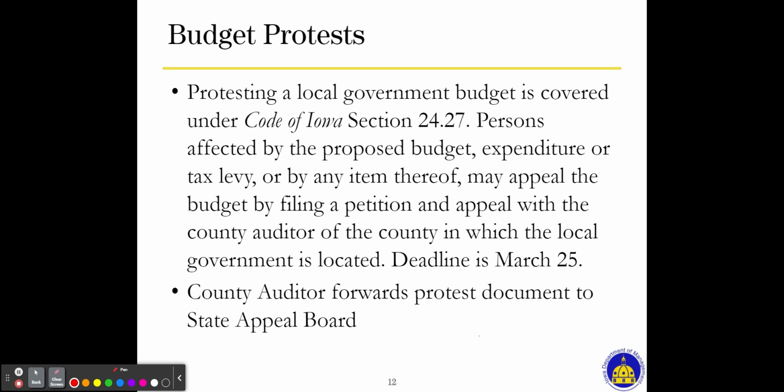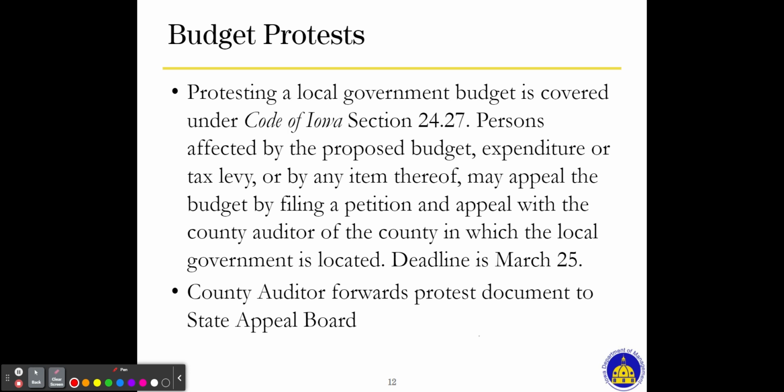It's important to keep in mind, too, that budgets can be protested. Protesting a local government budget is covered under Code of Iowa 24.27. Folks that are impacted by the proposed budget or the expenditure or the taxes can appeal the budget. Basically, they file a petition and appeal with the county auditor. And the number of signatures required on the petition is determined based on the number of people that voted for governor on the last election. So that's a number that would need to be calculated.